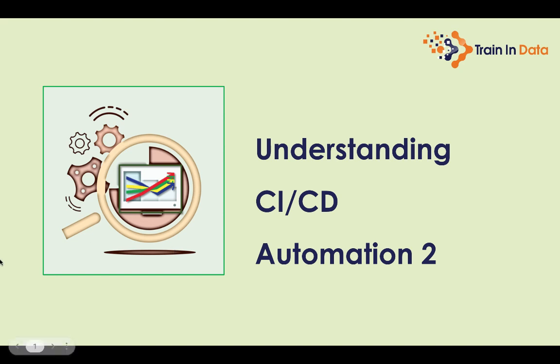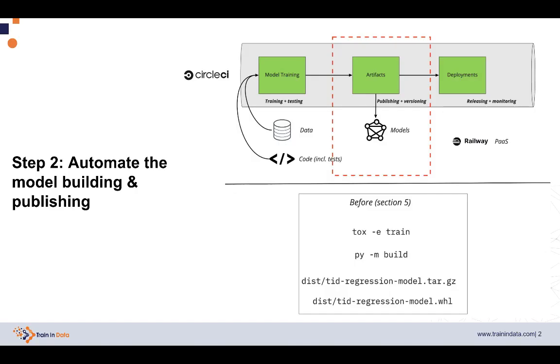Now we're going to have another conceptual look at the next step that we've automated in our CI/CD pipeline. Previously, we saw how we'd automated the training and testing as well as the deployment steps in our CI pipeline. Next up, we're going to automate the model building and publishing.